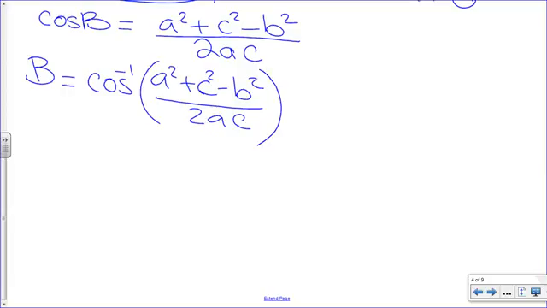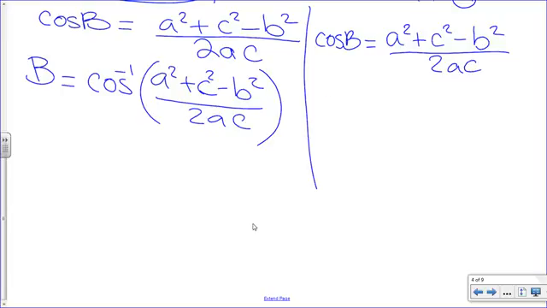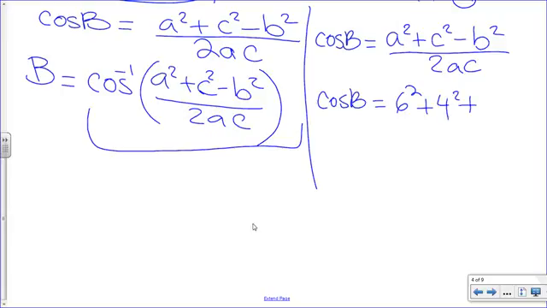Okay? So let's go ahead and start plugging in. Let's try it this way. So cosine B is A squared plus C squared minus B squared over 2AC. If you just want to jump straight into the other one, feel free to do so. So if we substitute side A with a 6, side C with a 4, and side B with a 9, the denominator is 2 times 6 times 4, correct?